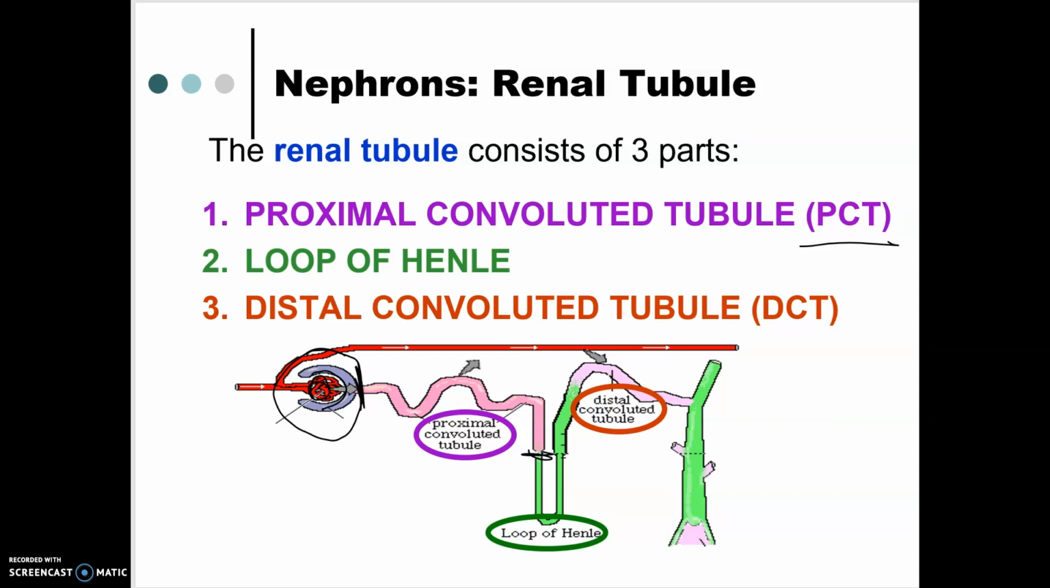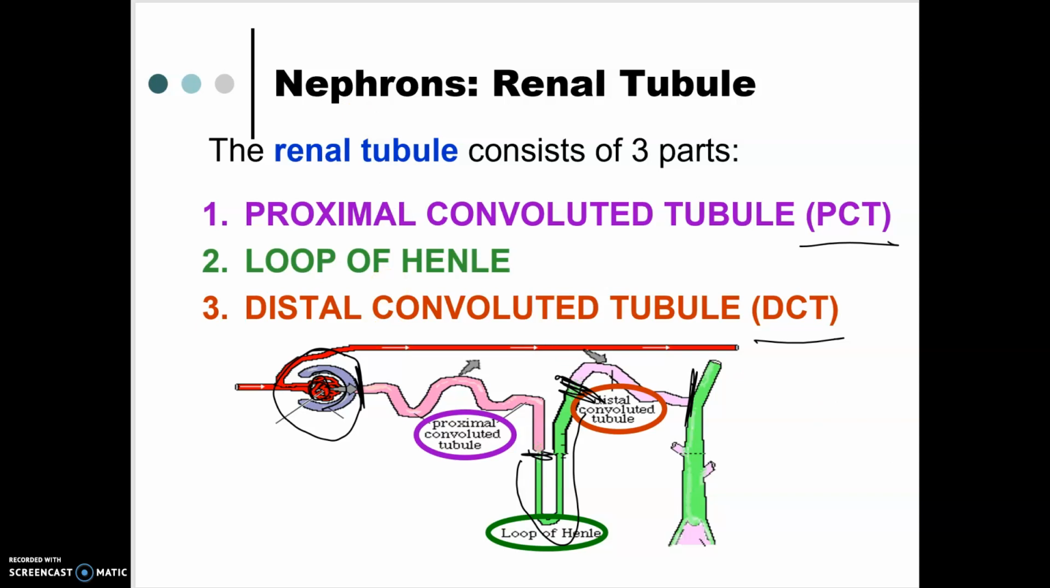The next section we see is going to be this descending and then the ascending loop of Henle. So that's going to be in the green section here. And then we start with the next section of the nephron, which is going to be the distal convoluted tubule, or DCT, and that's going to be the purple we see starting here and ending right here. So that's the microanatomy of the nephron, and later on in the unit we're going to talk about what physiologically happens in each section.